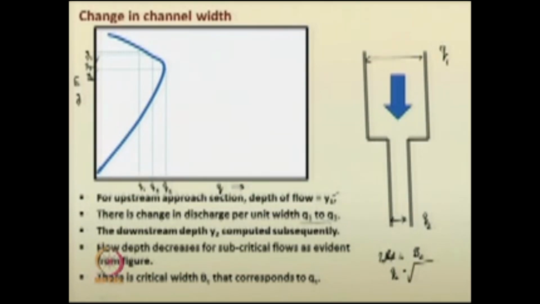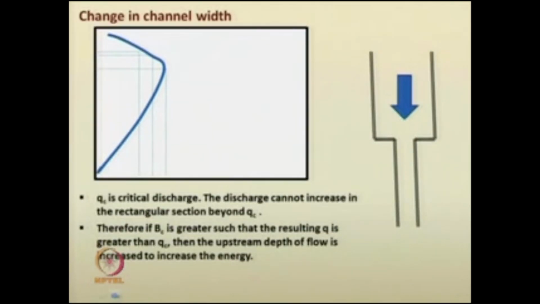Because if qc is known, for a rectangular cross section, we have already derived those things. This is nothing but the acceleration due to gravity g into yc cube, right. So, based on these things you can also infer Bc. So, Bc is nothing but Q by qc, like this you can suggest. So, qc will become the critical discharge in such situations.